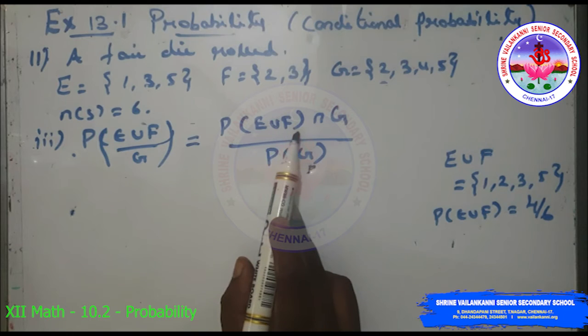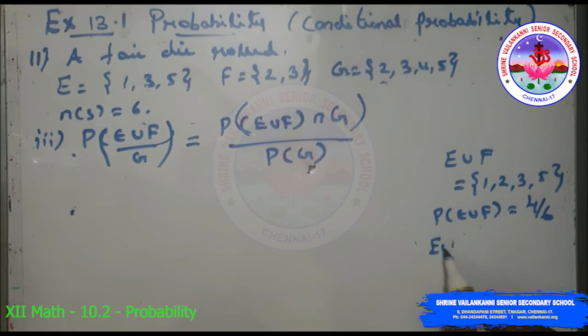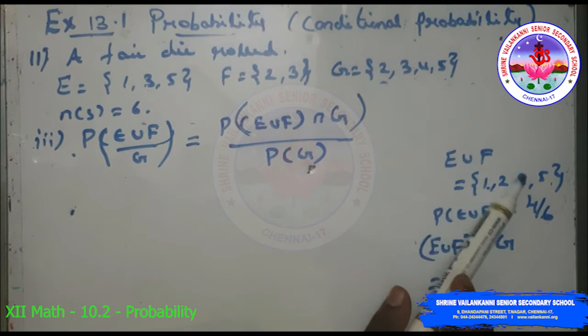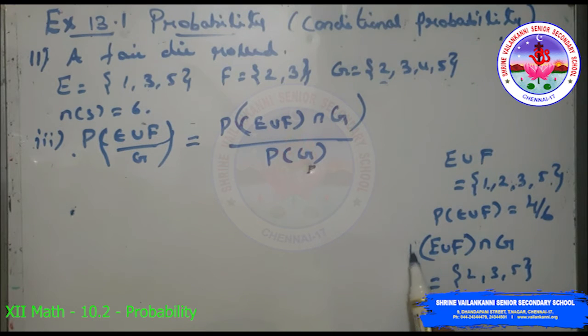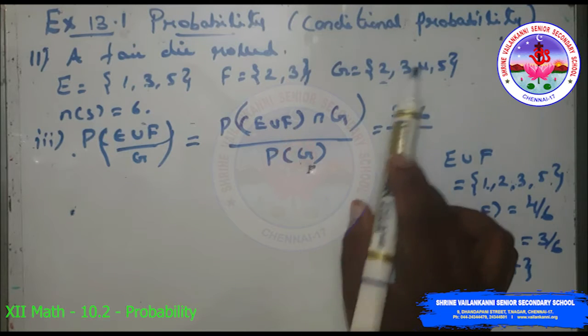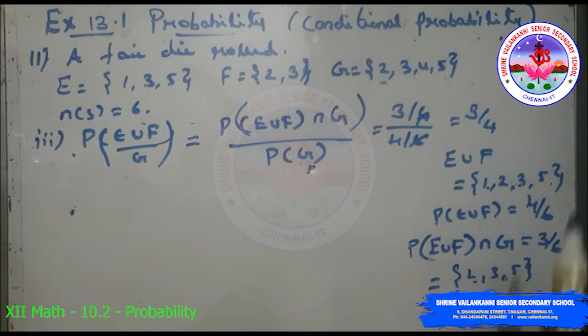Then we have to find (E union F) intersection G. So {1, 2, 3, 5} intersection {2, 3, 4, 5}. The common elements between these two are 2, 3 and 5. So P((E union F) intersection G) is 3 by 6. And P(G) has 4 elements, so 4 by 6. So 3 by 4.